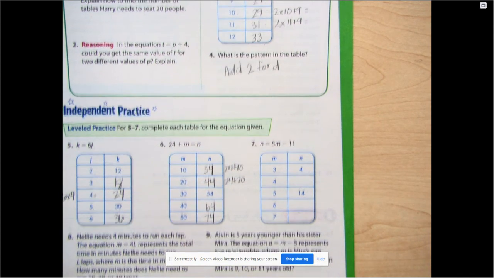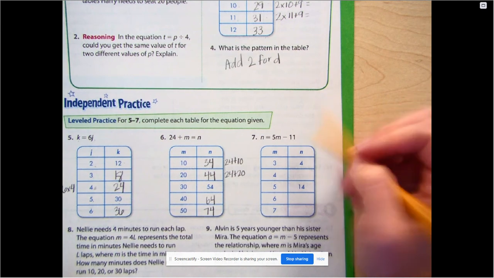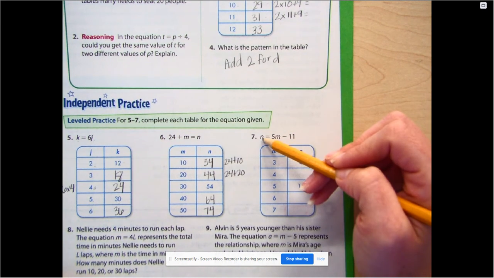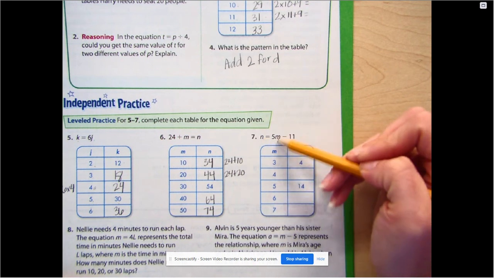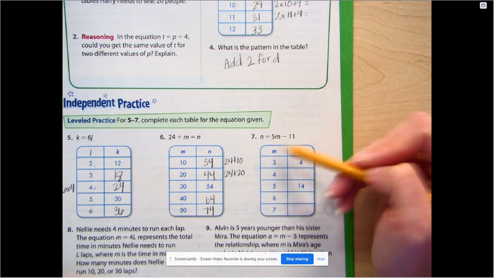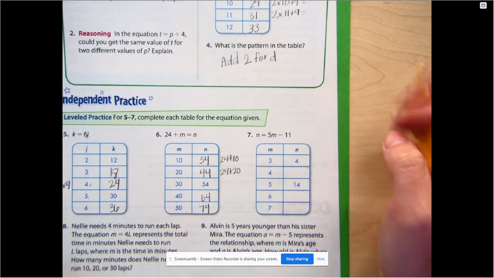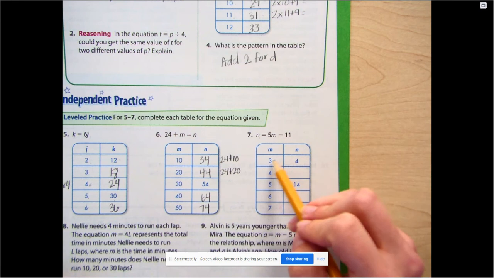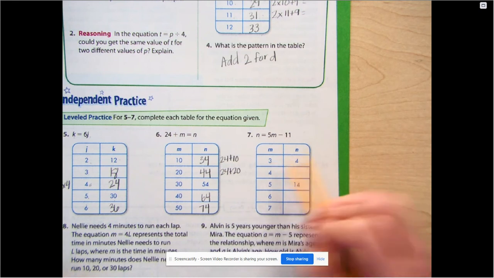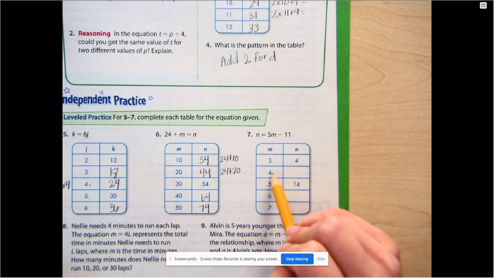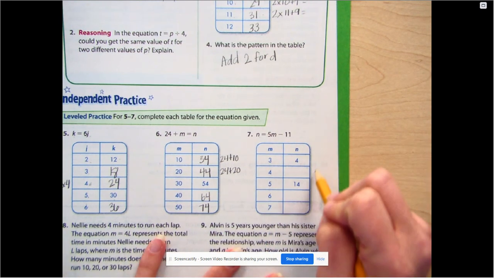Okay, let's do this last column, 7. Here I have two variables. We need to find n when they give us m, and I see some multiplication and subtraction. So we're going to need to do both of those when we're solving. So they give us 3 and they say the output is 4. If I put in 3 for m, I'm going to get 4. How about it? Let's try putting in 4 for 5. I'm going to write it over here.